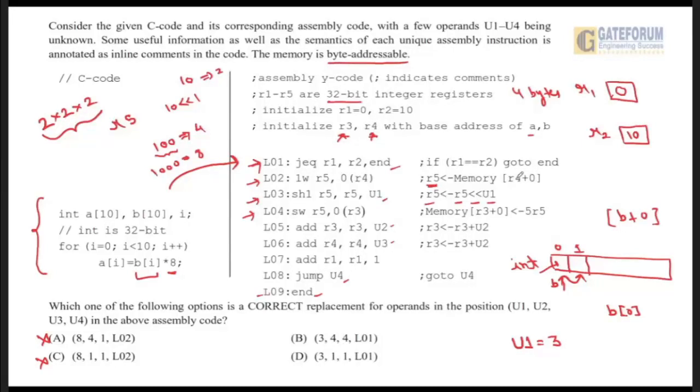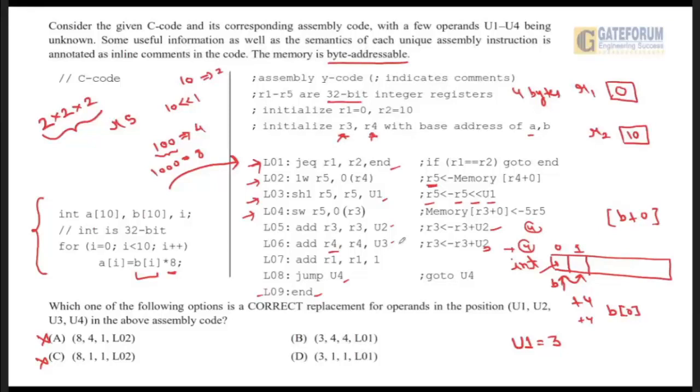32 bits means 4 bytes, right? And it has been mentioned that the memory is byte addressable. So if the memory is byte addressable, then R3 value has to be incremented by 4, because it is byte addressable and the integer is of 4 bytes. So R3 value will be incremented by 4. Similarly, R4 value will also be incremented by 4. It means the U2 value, this is U3. So U2 value will also be 4 and U3 value will also be 4.